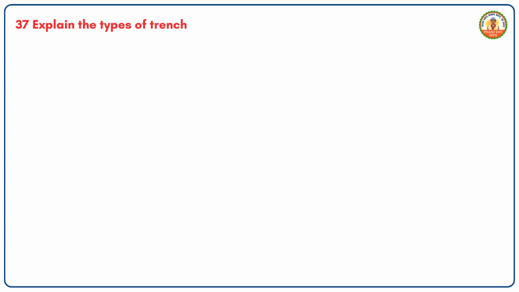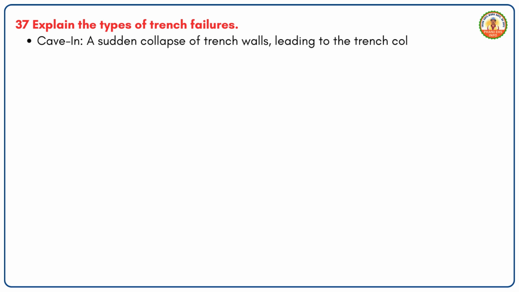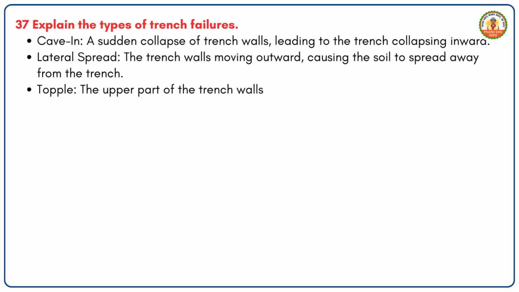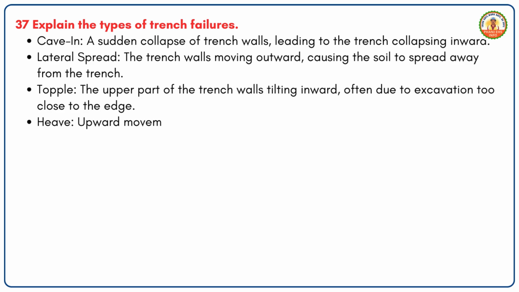37. Explain the types of trench failures. Cave-in, a sudden collapse of trench walls, leading to the trench collapsing inward. Lateral spread, the trench walls moving outward, causing the soil to spread away from the trench. Topple, the upper part of the trench walls tilting inward, often due to excavation too close to the edge. Heave, upward movement of the trench floor due to pressure from surrounding soil.